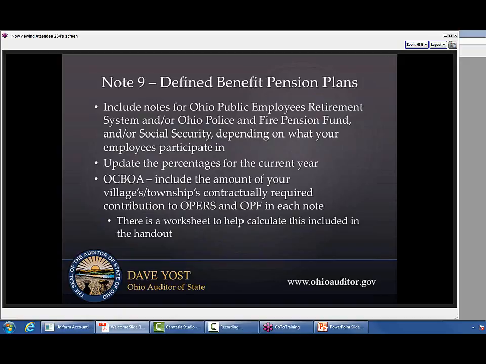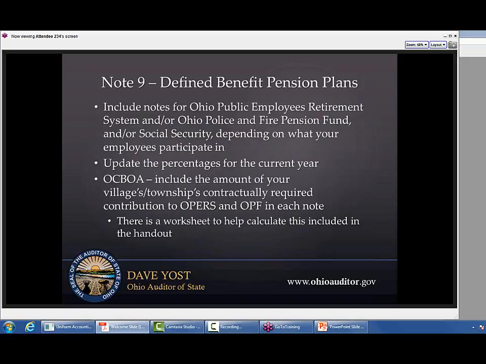For the OCBOAs, there is something else additional you need to add other than just making sure your wording is updated. You also have to include the amount that your entity was contractually required to pay to OPERS or OP&F or whomever you're paying into, and that would be the amount during 2016 or 2017, whichever year you're in. It would be the amount that you paid to the retirement systems, okay? And it would be the employer's share that was paid to the retirement system.